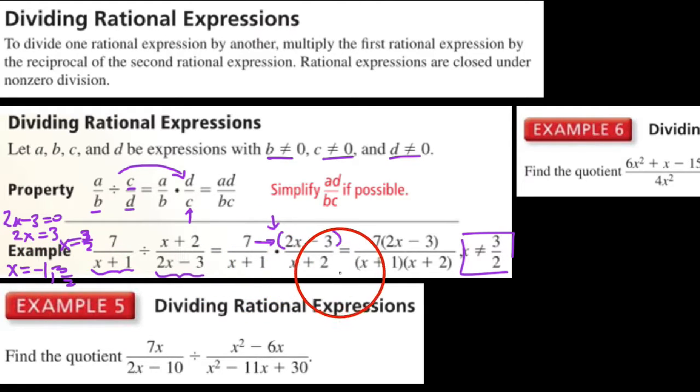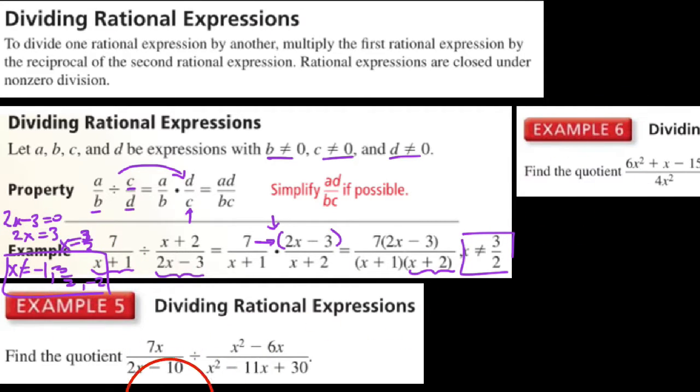Now when we rewrite this, you'll notice that in our final expression we also have an x plus 2 down here. So we also have to check our final expression. This x plus 2 cannot equal 0 either, because in our final expression it was in the denominator. So if x plus 2 equals 0, then x equals negative 2. These are all the restricted values from our domain.